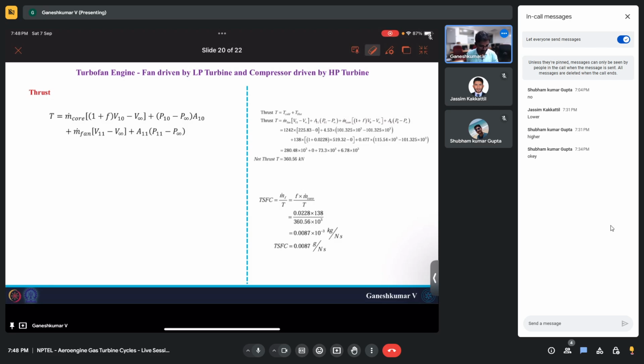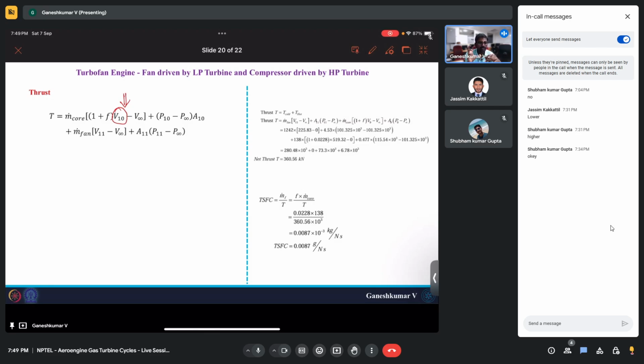But what also has happened is, your velocity V10, although V11 remains the same, your V10 has reduced to a very low value from 519. I'm not sure what it was. I guess, yeah, 519.32 meters per second. It has reduced to simply 130 or 170 meters per second, right? So there is a 2 to 3 times reduction in the exit velocity of the core nozzle.